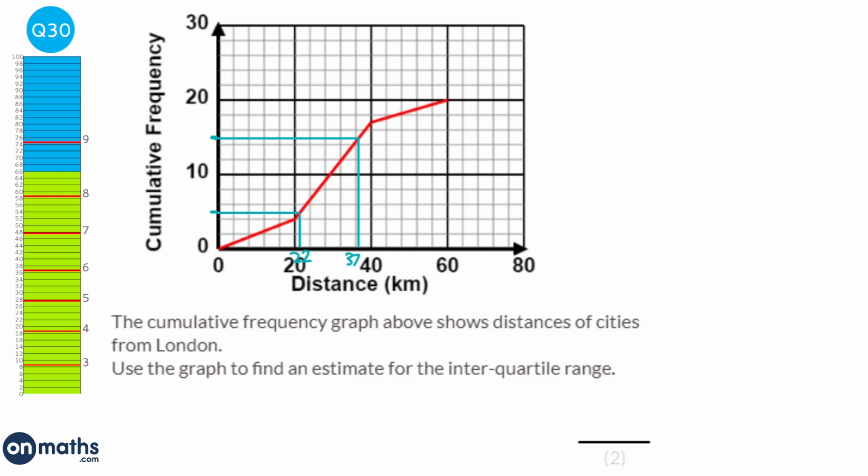So to find the interquartile range, let's do the formula, it is the upper quartile take away the lower quartile. Upper quartile is 37, lower quartile we said is 22, and so 37 take away 22 is going to be 15. Now if you've got slightly different values, that's absolutely fine. The exam will always give a bit of leeway, especially when reading off graphs.